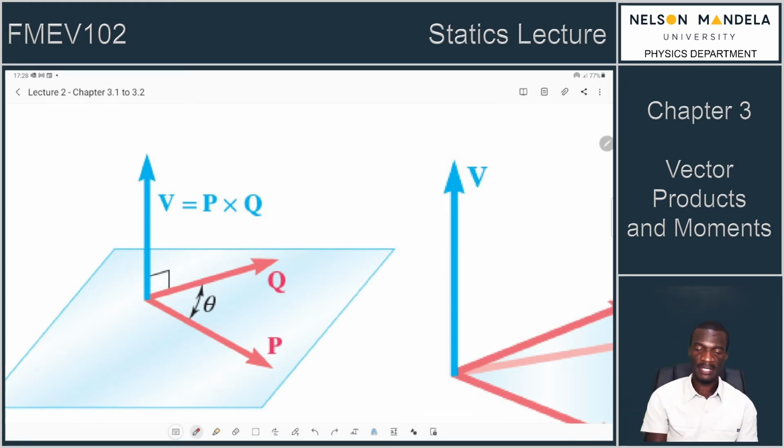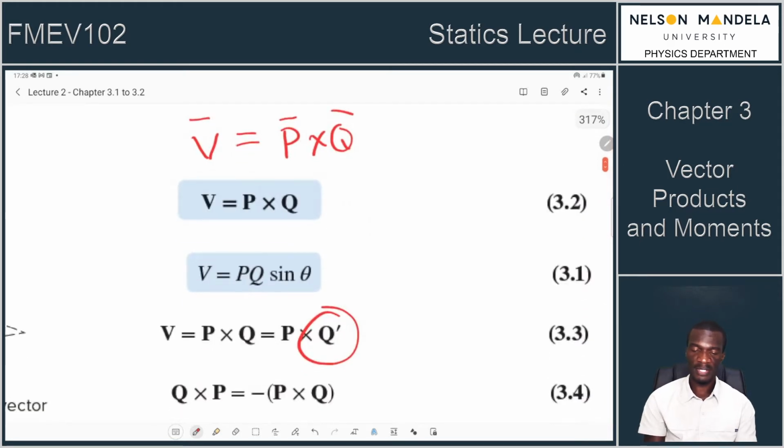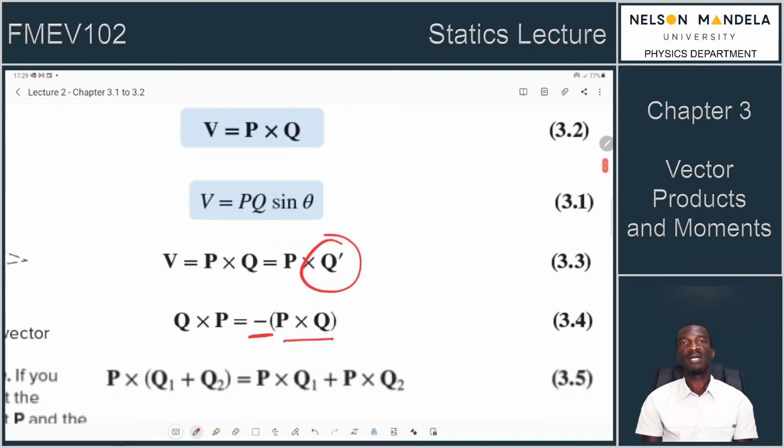In other words, if we have P cross Q forming a cross product in the positive vertical sense, then the reverse is true. We should produce a minus V there. For this reason, there is this rule that says your Q cross P should be the same as the negative of P cross Q. So that is the definition of the inverted cross product.